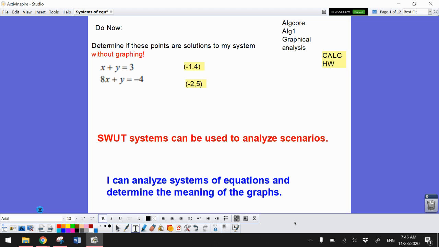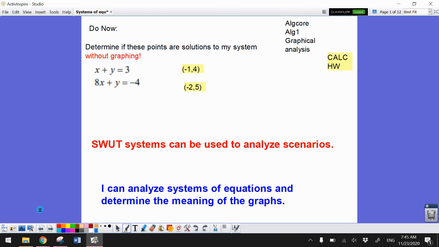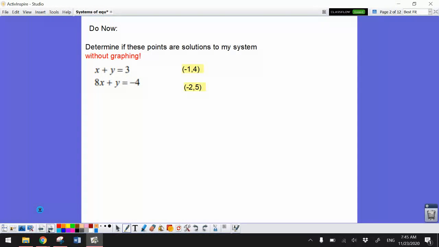Right, so today we're going to work on looking at systems of equations to analyze graphs. So we're going to be looking at some word problems, we're going to be graphing, and then trying to figure out what the models mean. Okay, what the models mean. So let's start with determining whether or not these are solutions.